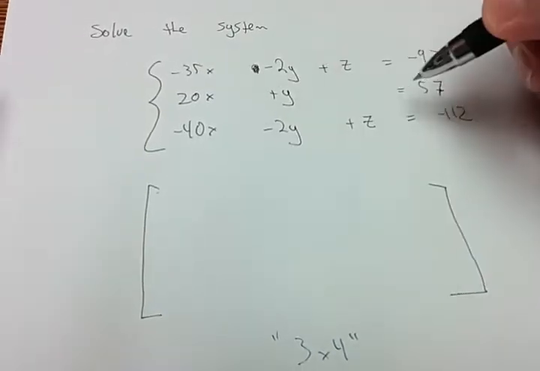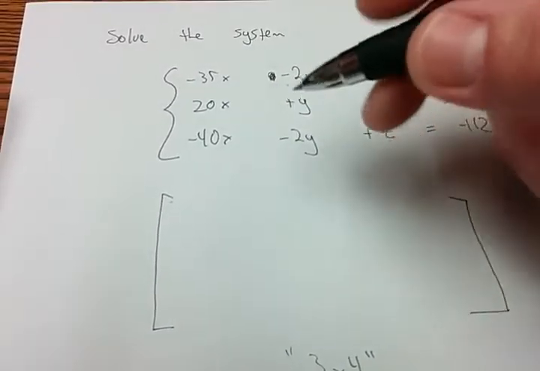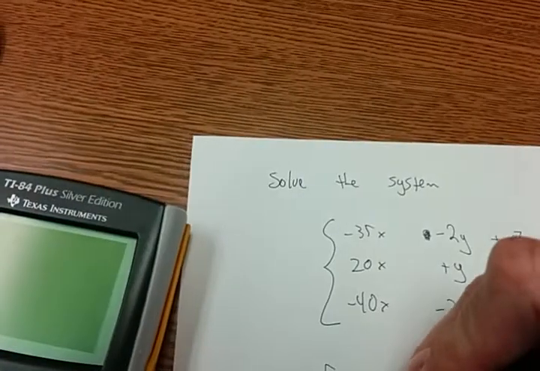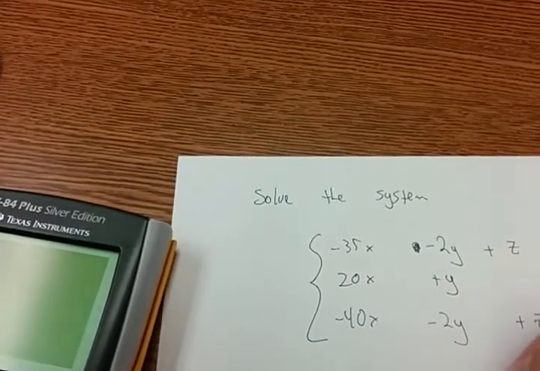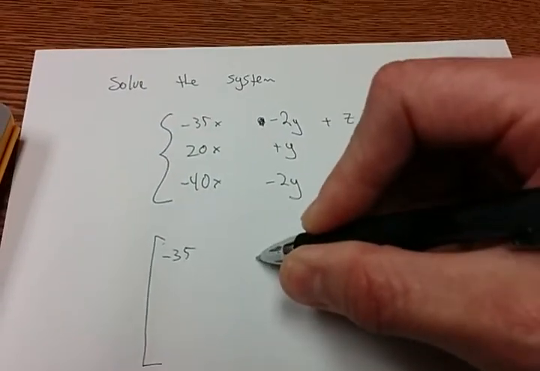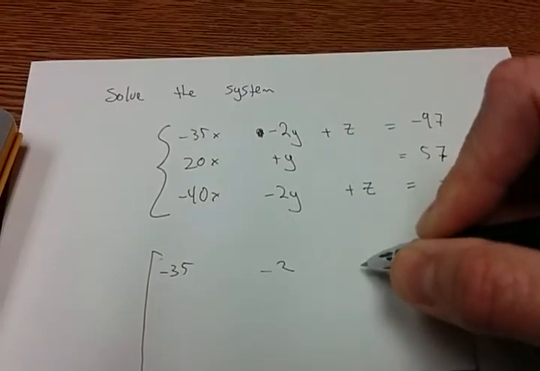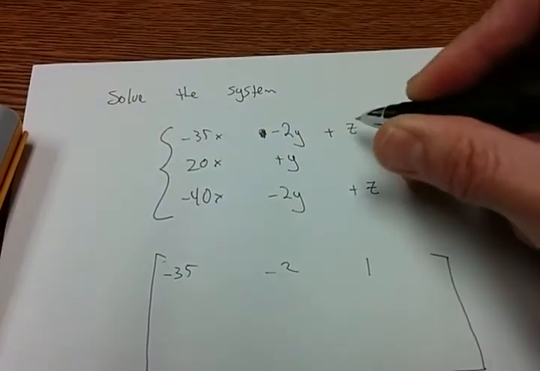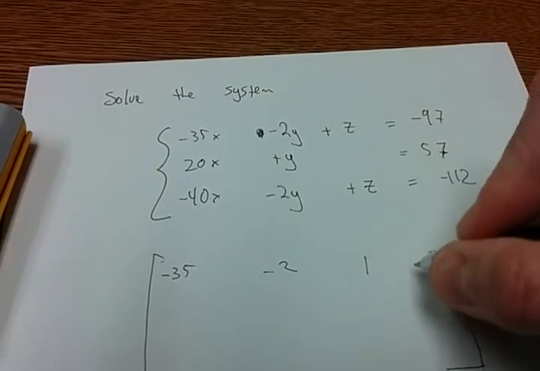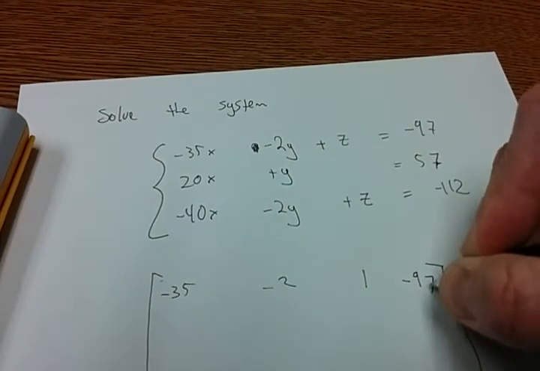Okay, so first of all, what is the matrix for this system? Well, since everything's lined up, I can just take those numbers off the equation. We have negative 35 for the coefficient of x, negative 2 for the coefficient of y, and 1 for the coefficient of z. And then on the right side, negative 97 is our constant.